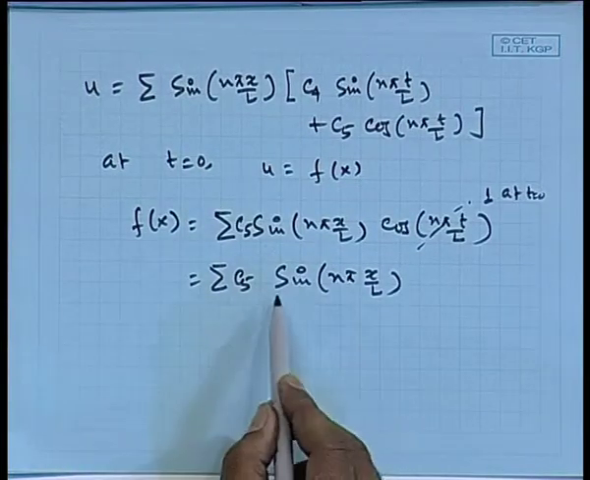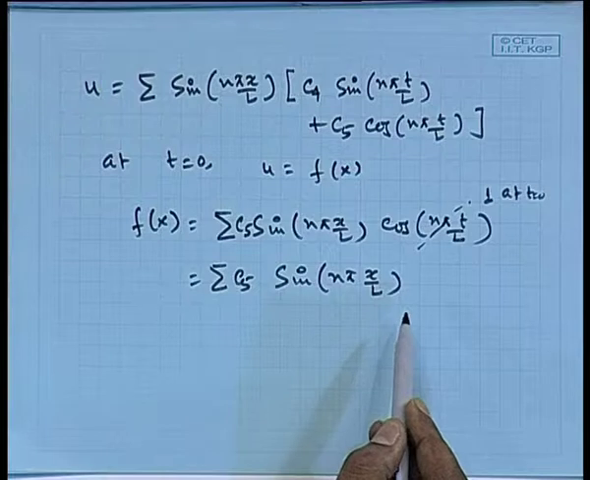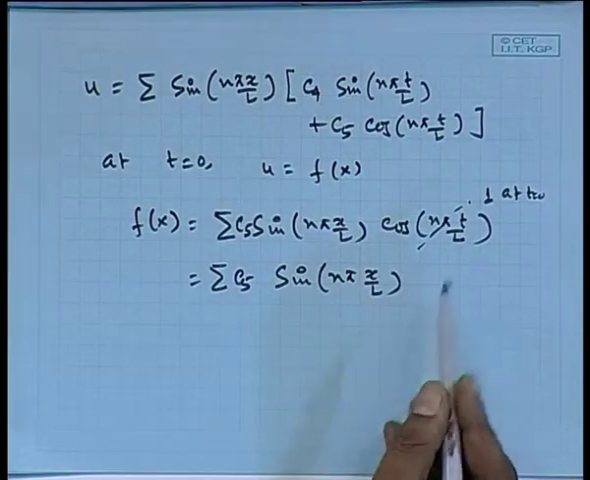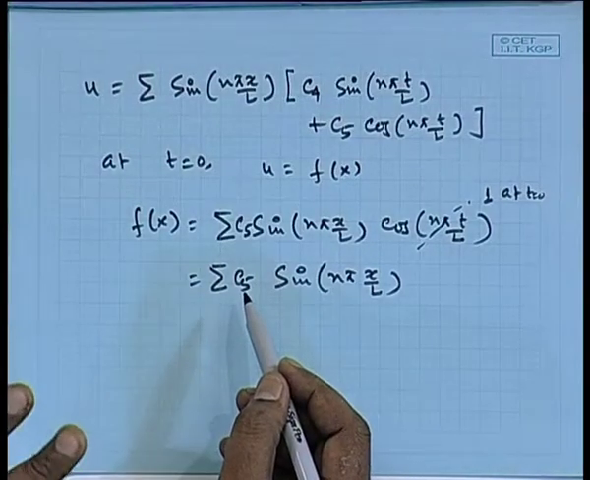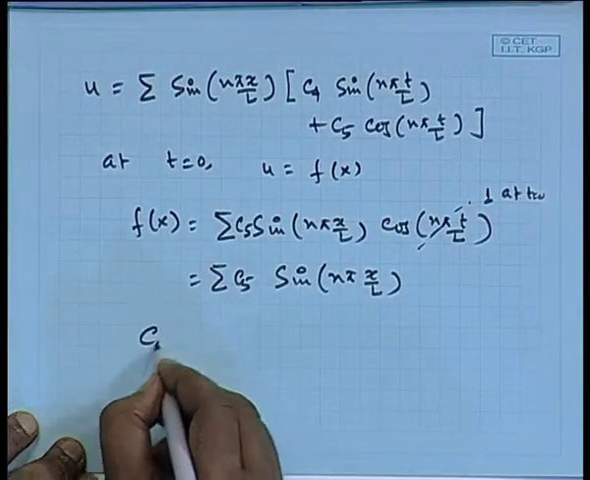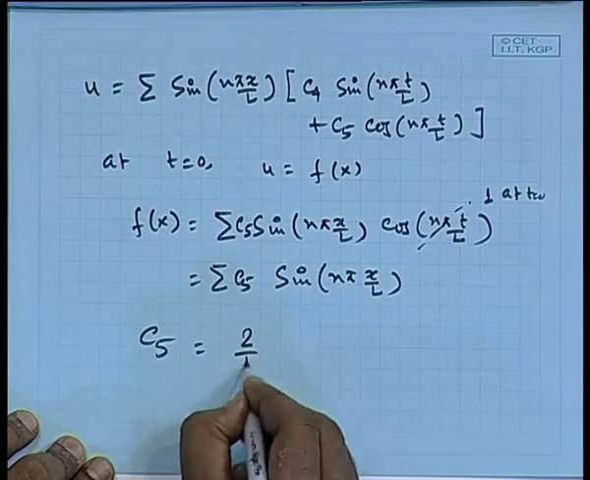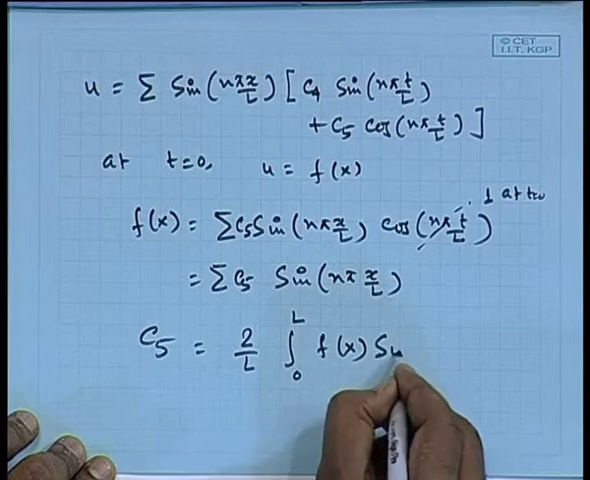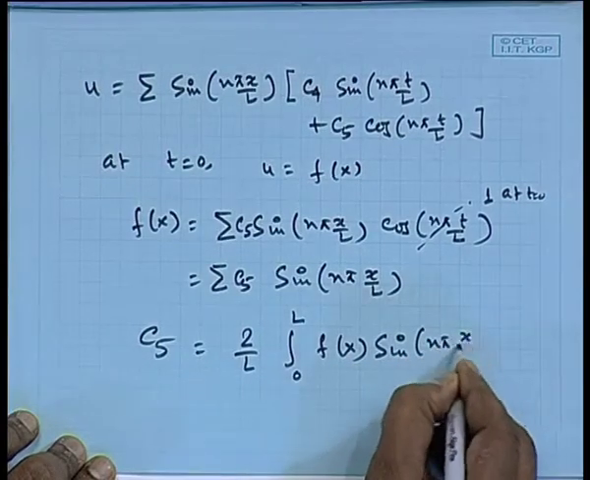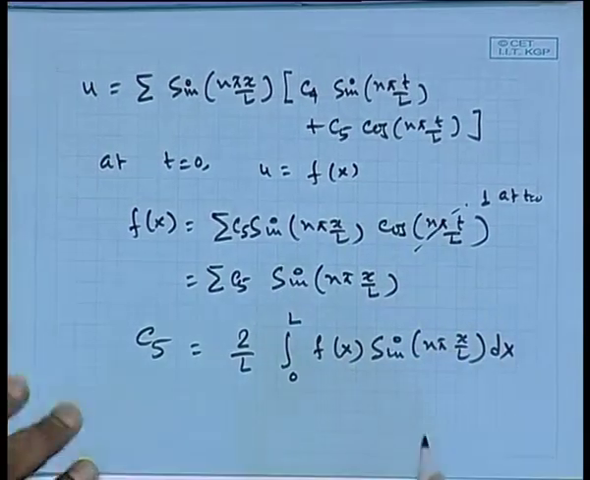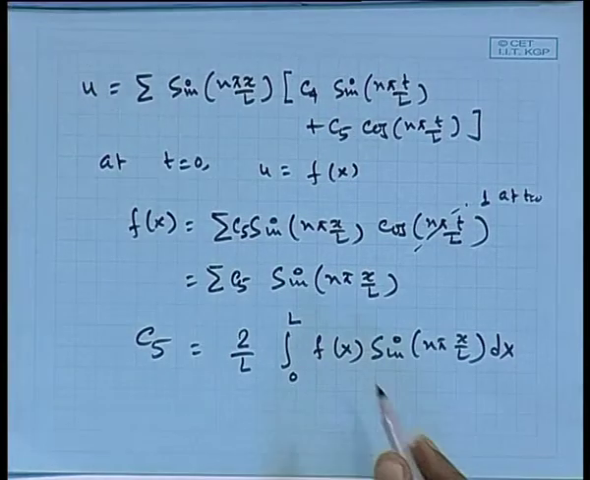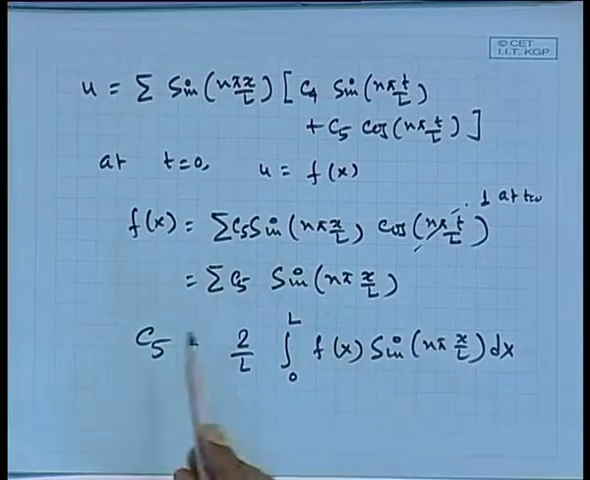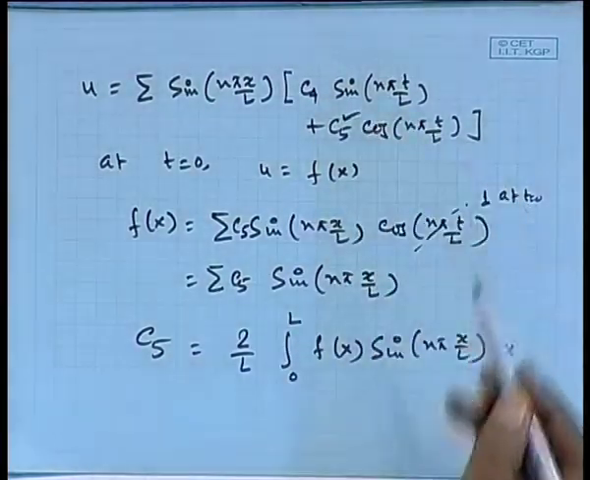Now you multiply both sides by sin m pi x by L dx, integral from 0 to L, and evaluate, and you will get the constant C 5 by using the orthogonal properties of the sine function. So, C 5 will be nothing but 2 by L integral 0 to L f x sin n pi x by L dx, right. With a known function f x, you can evaluate this integral analytically, fine. So, C 5 you come to know.